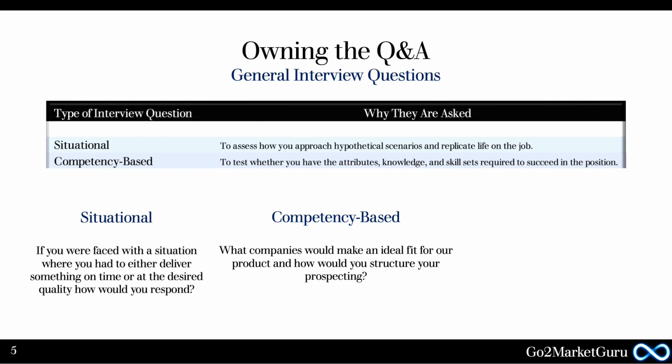There are competency-based questions, where they assess your professional skills. What companies would make an ideal fit for our product, and how would you structure your prospecting? That's a fairly advanced question, but you might get something like that. It's to test whether you have the attributes, knowledge, and skill sets required to succeed in the position.